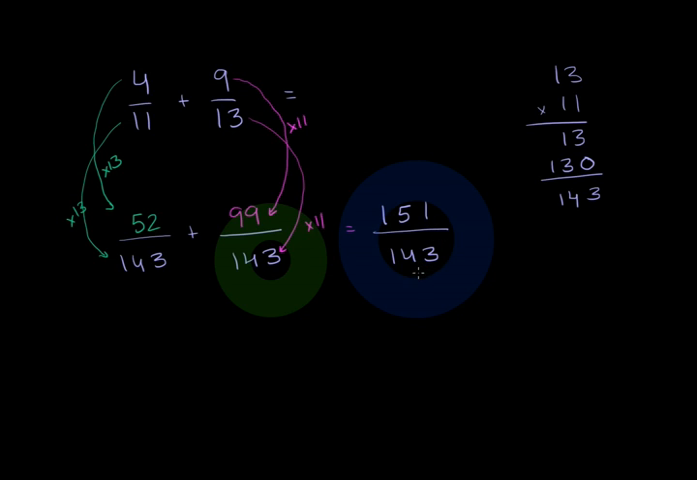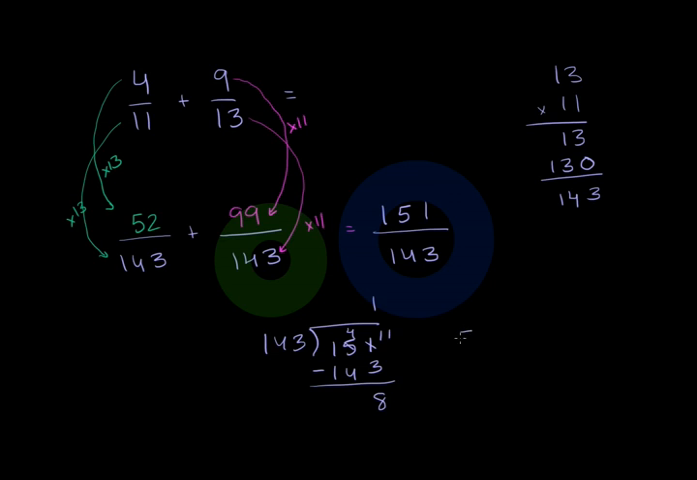We can write this as a mixed number because 143 goes into 151 one time. 1 times 143 is 143. When you subtract, let's see, this can become an 11. This is a 4. 11 minus 3 is 8. You have a remainder of 8.